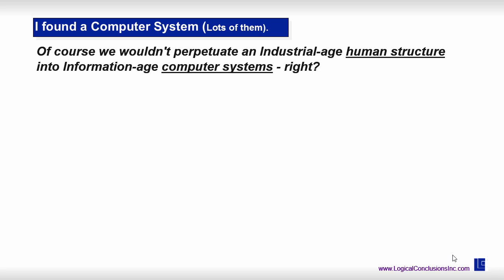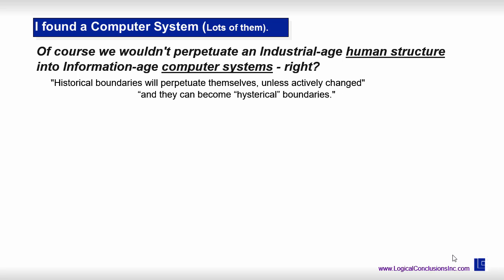Following on from the ending of our previous topic, let me ask a similar rhetorical question. Of course, we wouldn't perpetuate an industrial age human structure into information age computer systems, right? Remember my keen grasp of the obvious statement: historical boundaries will perpetuate themselves unless actively changed. I'd like to extend that statement and add they can become hysterical boundaries.